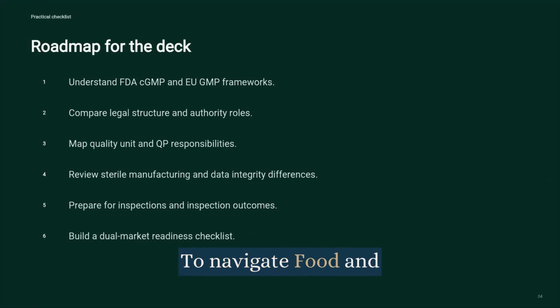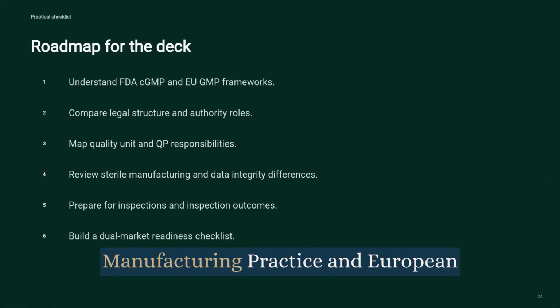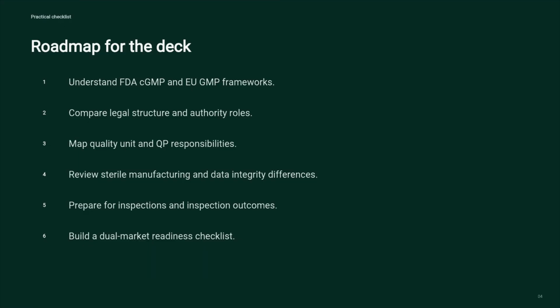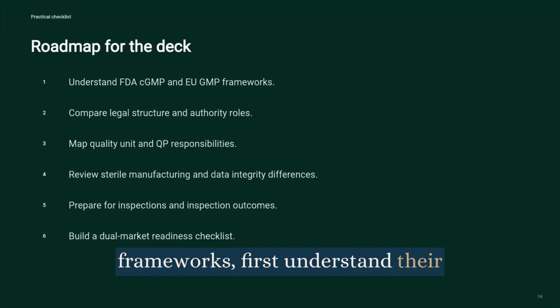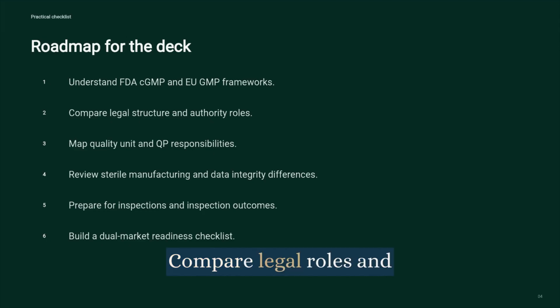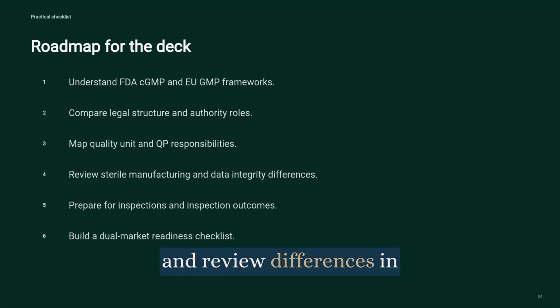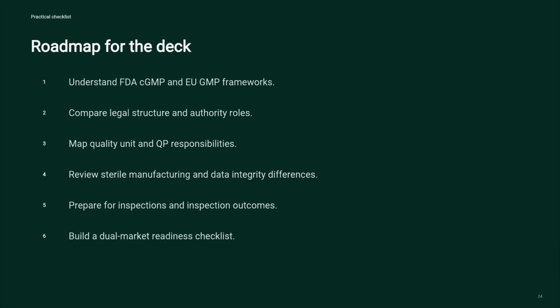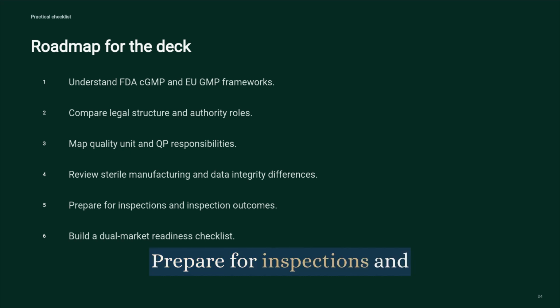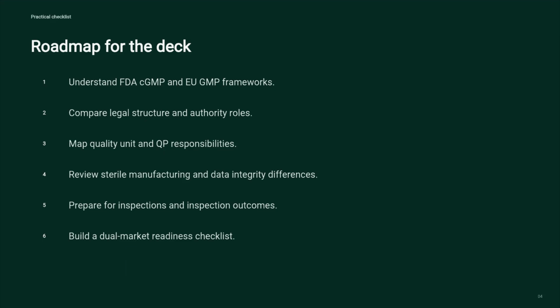To navigate Food and Drug Administration current good manufacturing practice and European Union good manufacturing practice frameworks, first understand their structures. Compare legal roles and authority, map quality unit and qualified person responsibilities, and review differences in sterile manufacturing and data integrity. Prepare for inspections and outcomes, and build a dual market readiness checklist.